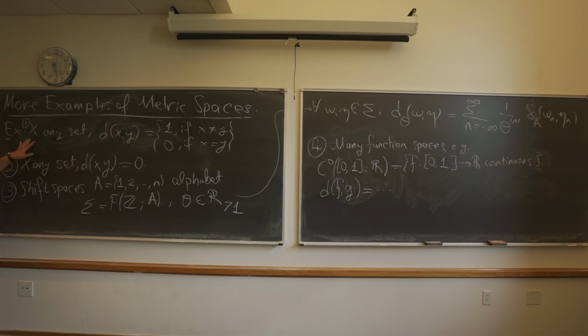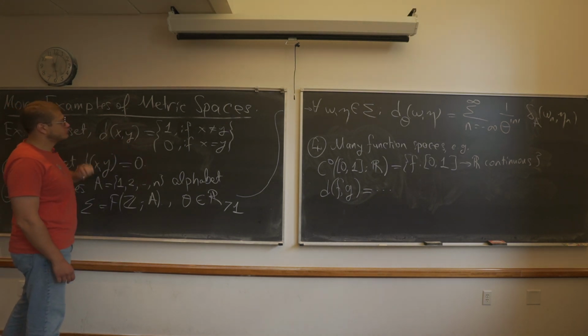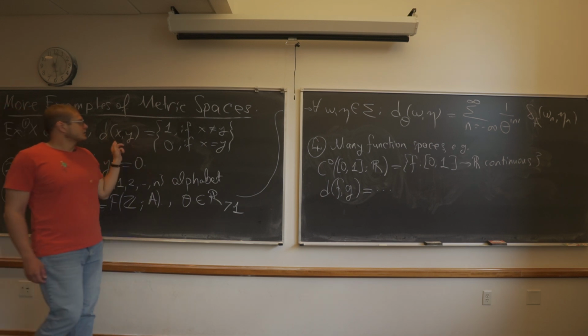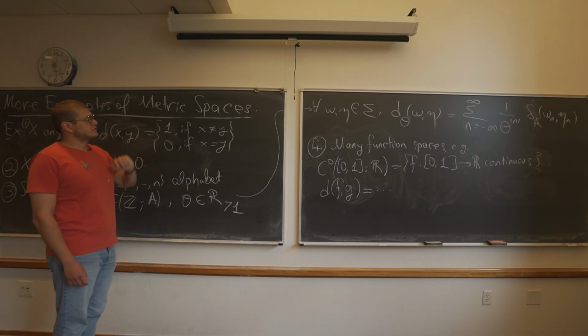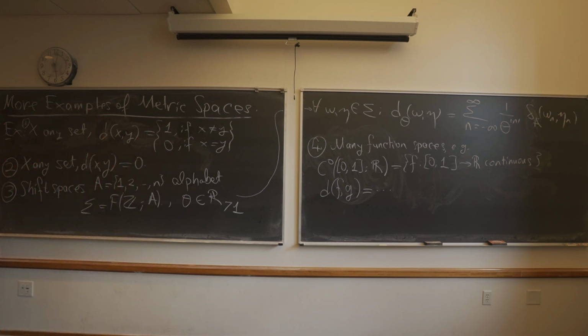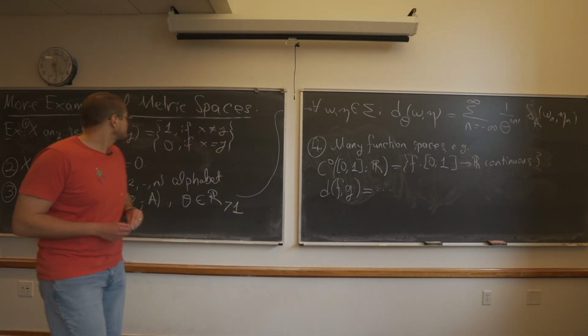First example is this. I can take any set X and define a function D between 2 points, x and y, in X, like this. D of x comma y is 1 if they are different, and it is 0 if they are the same. This is what is called the discrete distance.